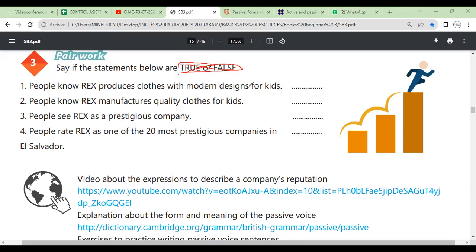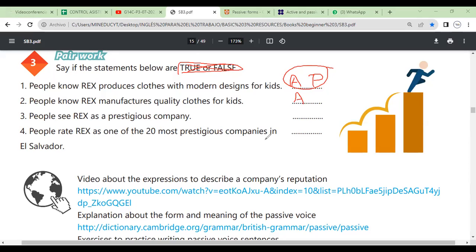Active or passive? Active. Passive. Okay, some people say active. Some people say passive. I say, okay. Mira qué importante va a ser esa práctica, porque algunos dicen que es activo, otros dicen que es pasivo. Eso nos quiere decir que debemos de entrarle de lleno nuevamente. People know Rex manufactures quality clothes for kids. Active or passive? Active. Okay. Michael says active.